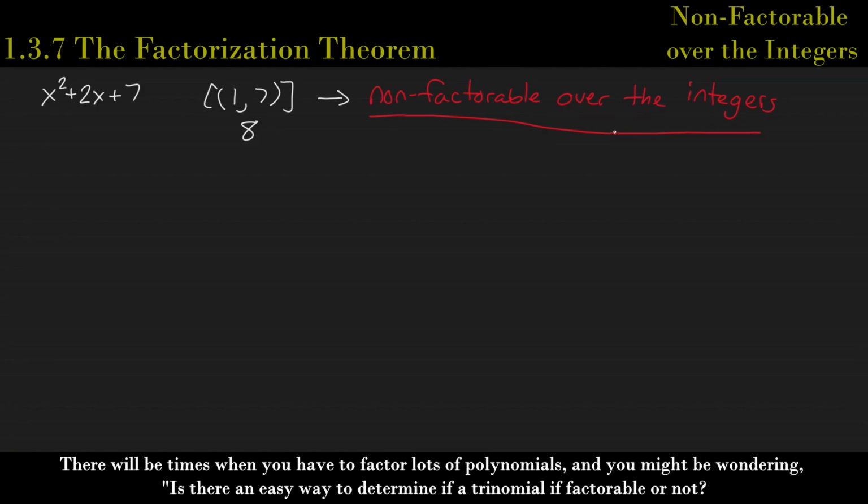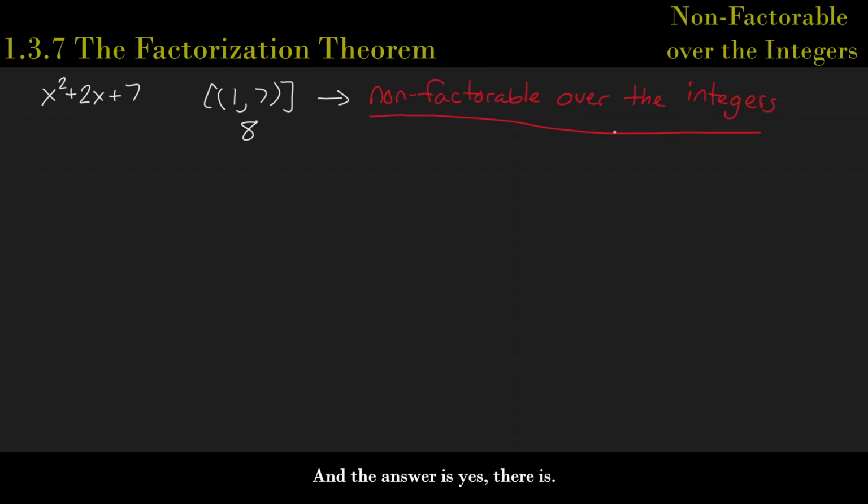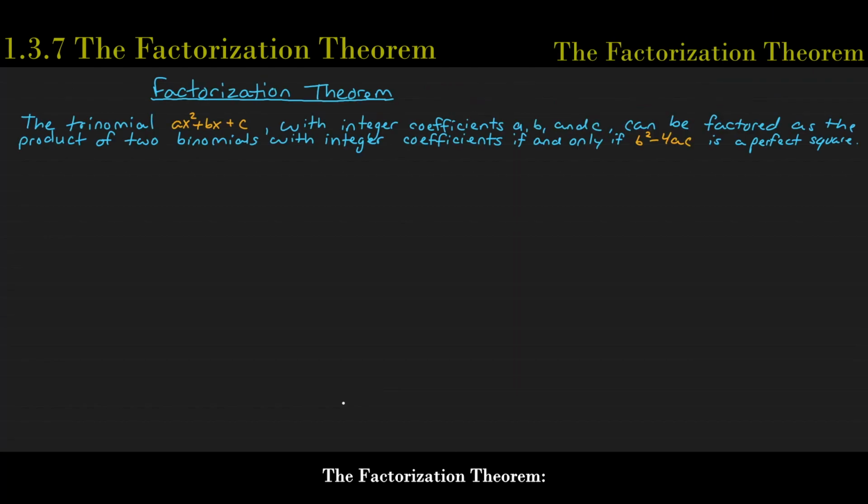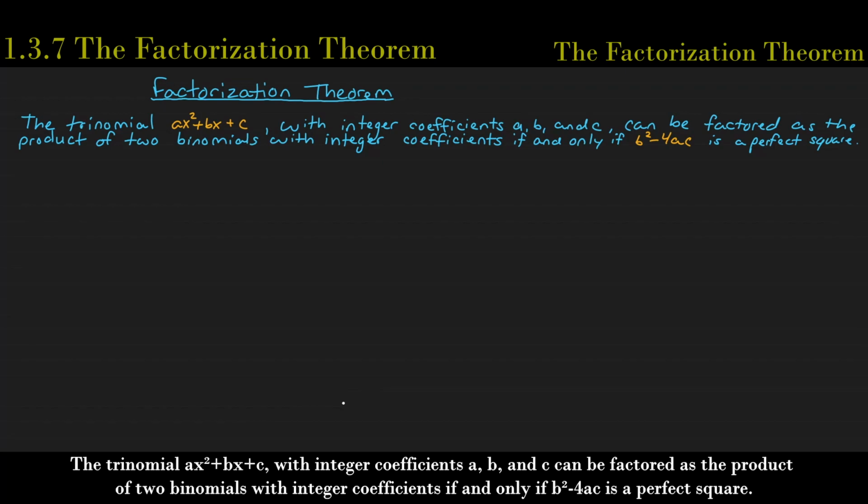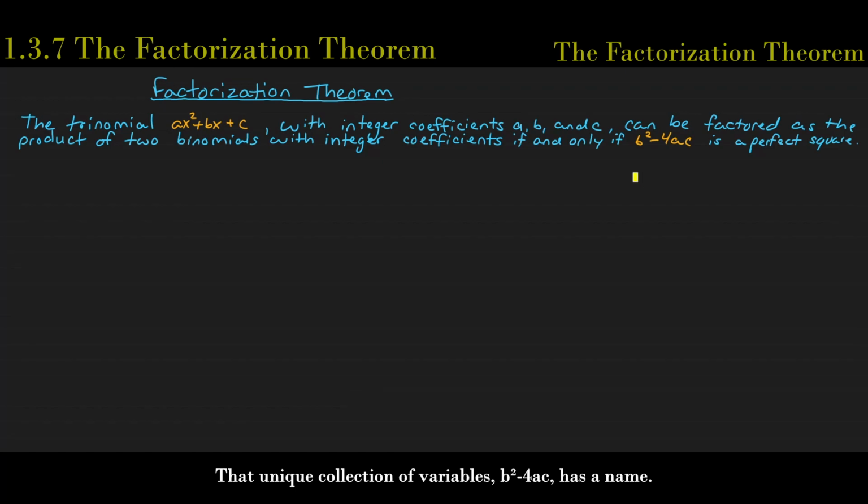There'll be times when you have to factor lots of polynomials, and you might be wondering, is there an easy way to determine if a trinomial is factorable or not? And the answer is yes, there is. The Factorization Theorem. The trinomial ax² plus bx plus c with integer coefficients a, b, and c can be factored as the product of two binomials with integer coefficients if and only if b² minus 4 times a times c is a perfect square. That unique collection of variables, b² minus 4ac, has a name.